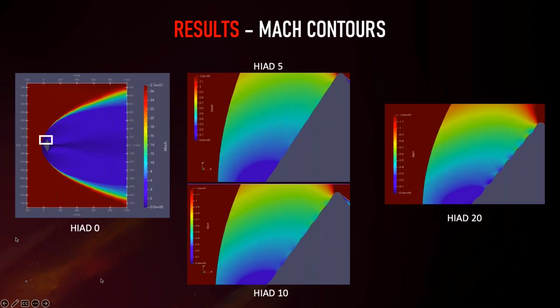So these are snapshots of results for the different cases. HIAD 0 means almost smooth surface. HIAD 5 is some scalloping. HIAD 10 means even more pronounced scalloping. HIAD 20 is the worst case where you have a lot of scalloping. I mean, scalloping is not good when it comes to heat transfer.